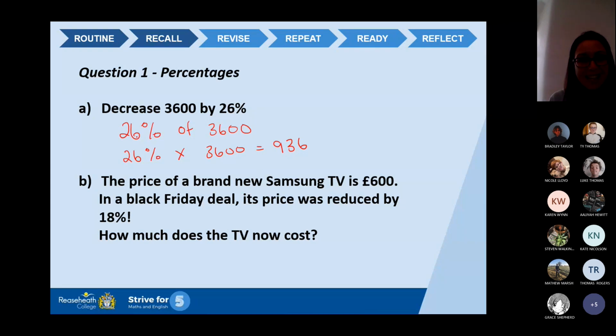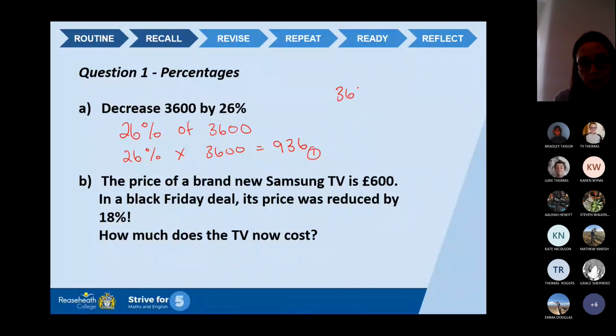However, you need to remember it's a decrease, so that would get you 1 mark. And then you need to remember it's a decrease, so we need to take that away. So we want to then get our 3,600 and take away your 936, which gives you 2,664. And obviously you do all that on your calculator. We don't want to see any column methods or grid methods for the calc paper. Okay, so yes, well done, Nicole.